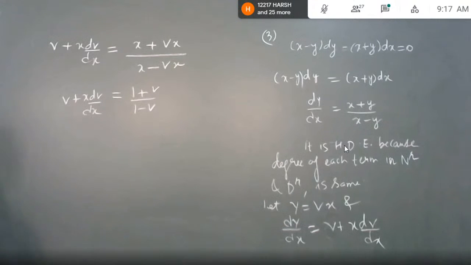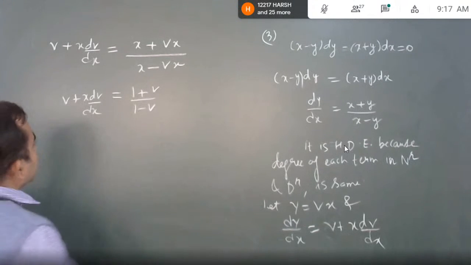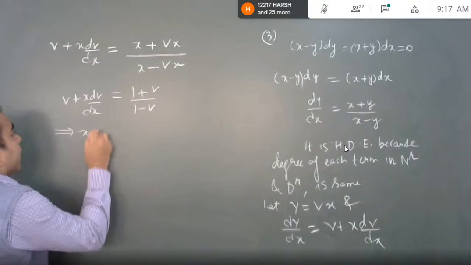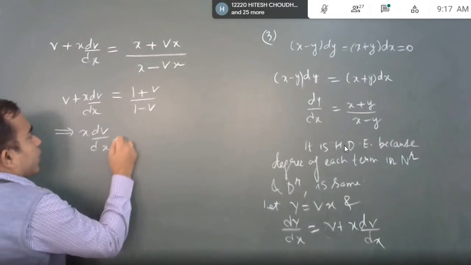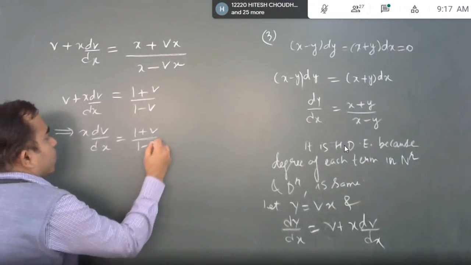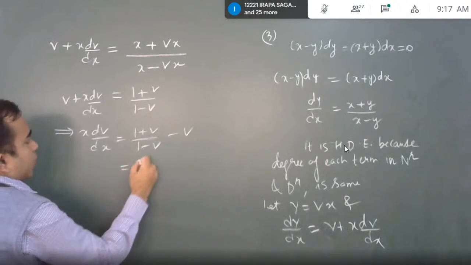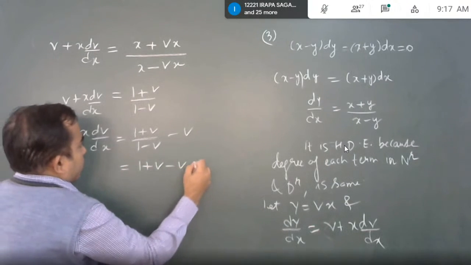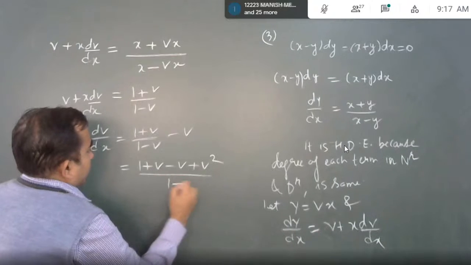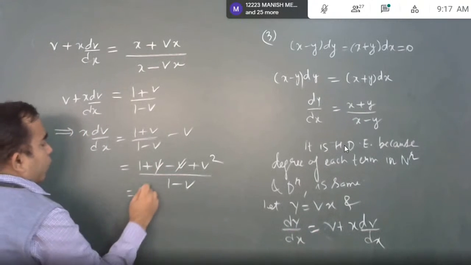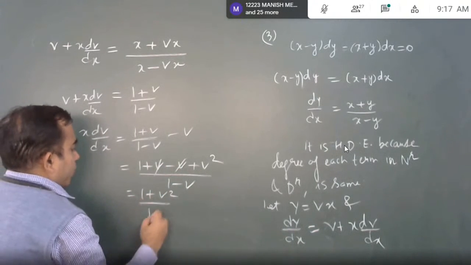Students, please keep checking. If any error is there, please let me know. Then x dv upon dx will be equal to 1 plus v upon 1 minus v, and this will become 1 plus v square upon 1 minus v.